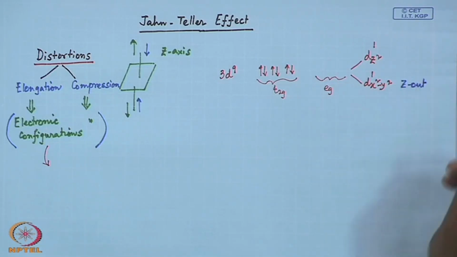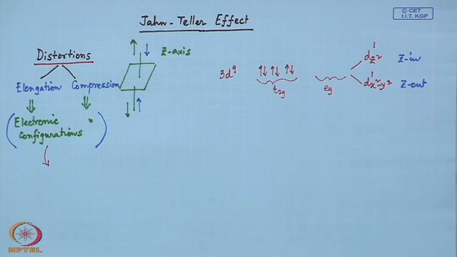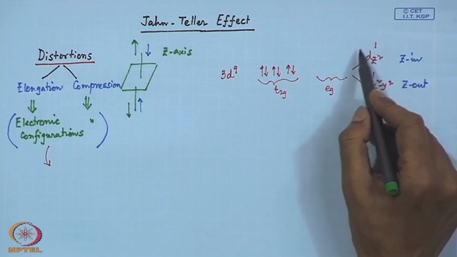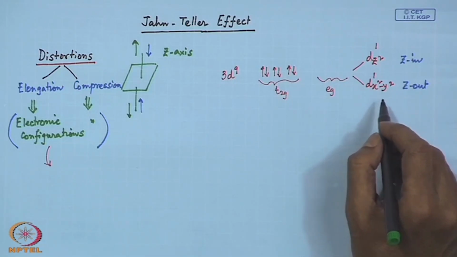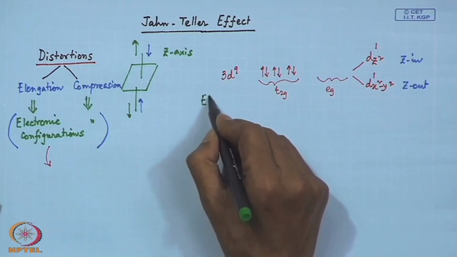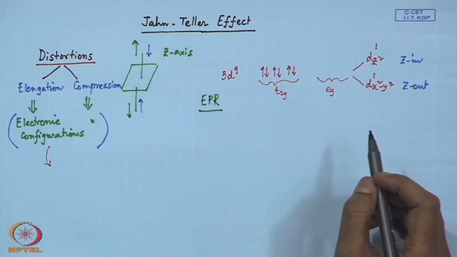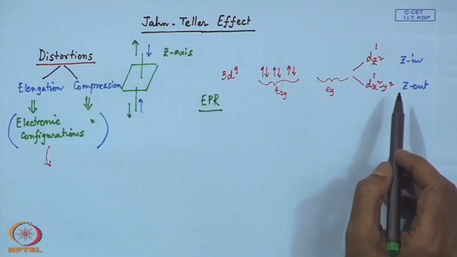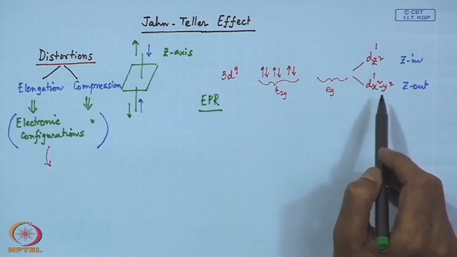So, dx square minus y square one configuration would be for the z out situation, and this is for the z in situation, which is very much similar to the corresponding tetragonally elongated and tetragonally compressed octahedral distortions. In this particular case, the occupancy in the dz square level and the occupancy in the dx square minus y square level can also be clarified if we go for a spectroscopic technique. Electron paramagnetic resonance is one such technique where we can measure the electron paramagnetic resonance spectrum for the copper ion. So, in these two cases we can have two different types of spectrum for clear identification of the situation where the electronic configuration is dz square 1 or dx square minus y square 1.